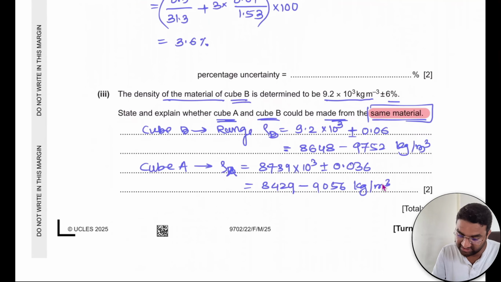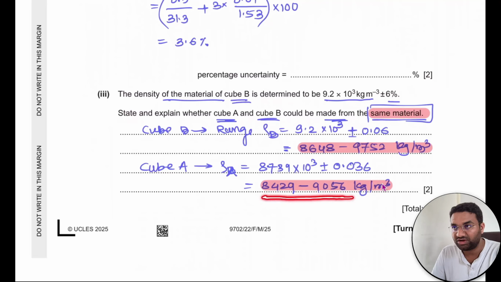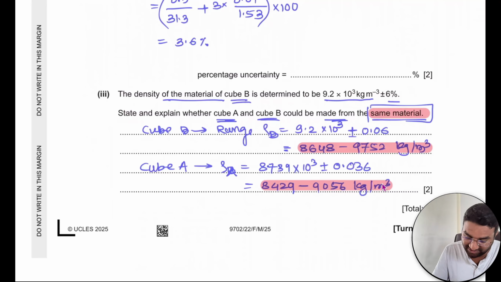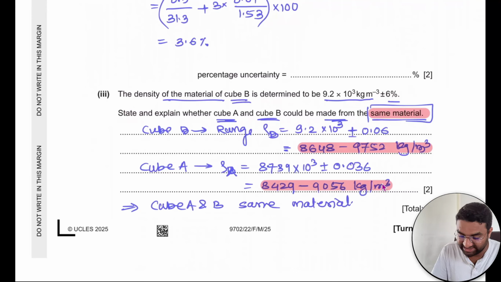Now if you look at these two ranges, I will highlight the cube A density and cube B density. All the values of the range of density of A lie inside this density. So the cube B density range is greater than that of cube A. It means we can utilize the same material. So the answer is that cube A and B could be of the same material. That's it. This is how we have to write the conclusion as well.